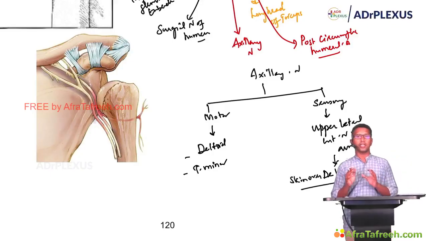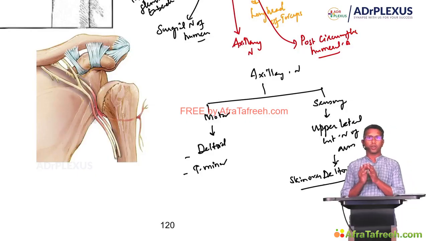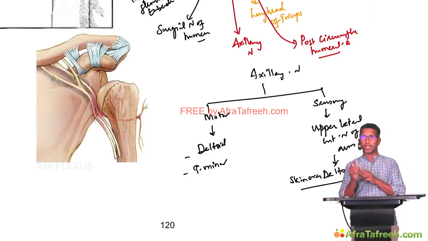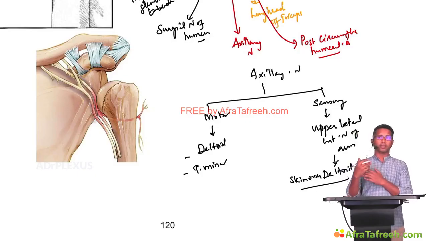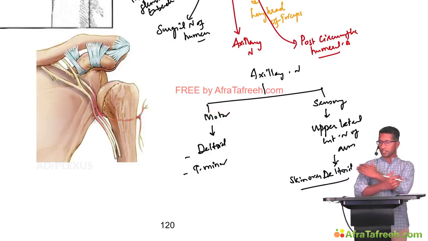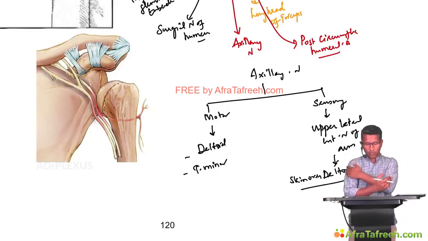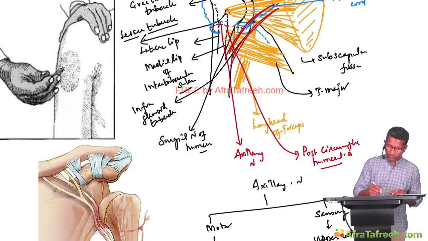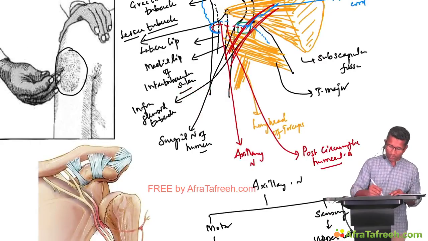Okay, so clear. Whenever there is an axillary nerve injury, it is not only the muscles which are affected, there is a sensory branch also. And where does this sensory branch supply? It supplies the skin over the deltoid region. And what is this area called? This area is called the regimental badge area.